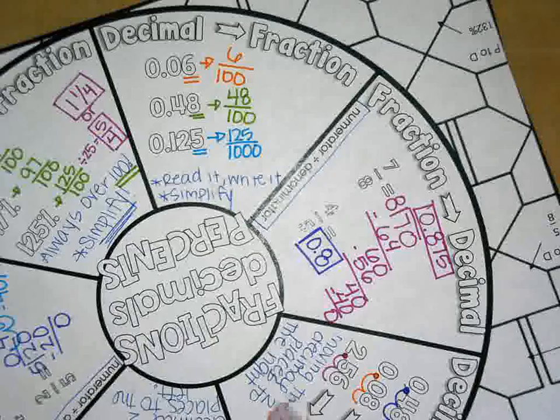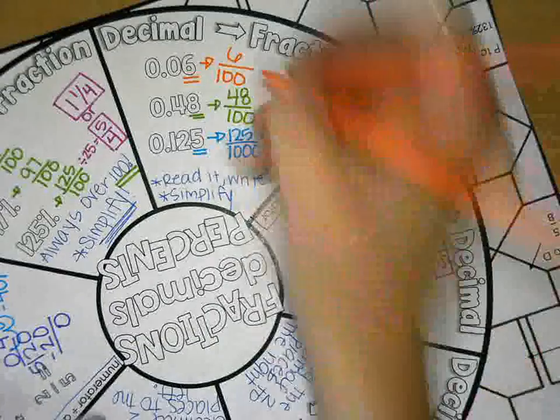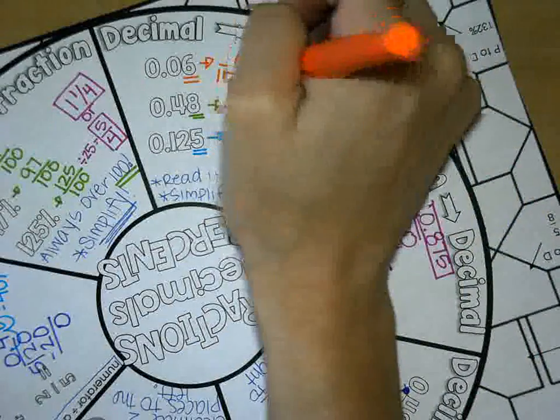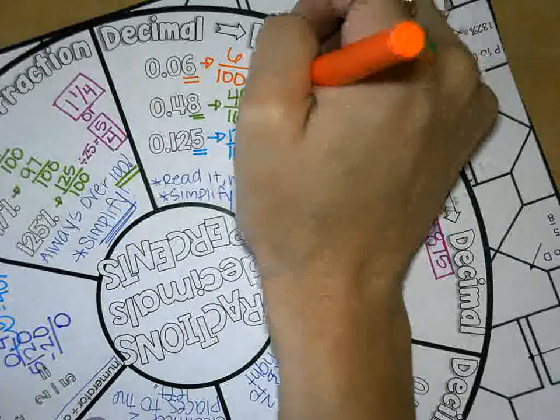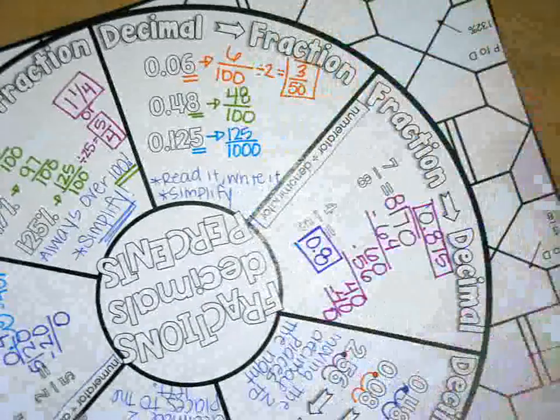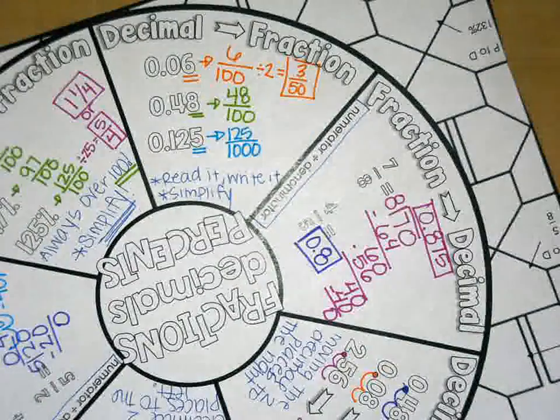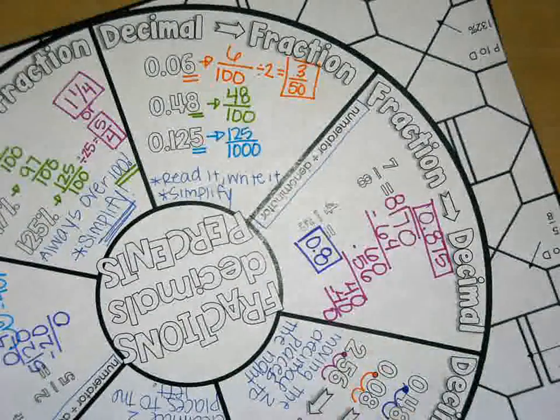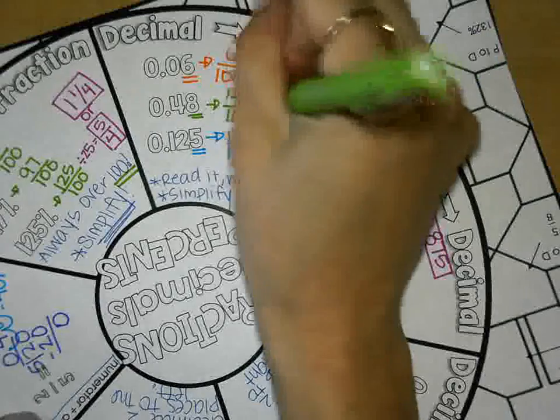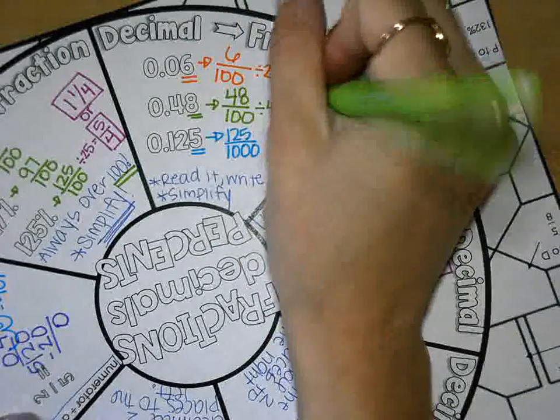Then you just have to make sure you simplify them all. So if I'm simplifying 6/100ths, I'm dividing by 2. That gives me 3/50ths. If I'm simplifying 48 over 100, I am dividing by 4. And that gives me 12/25ths.